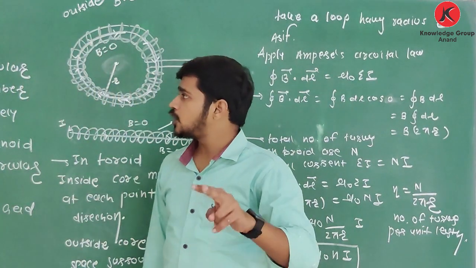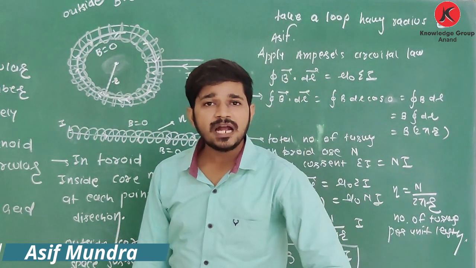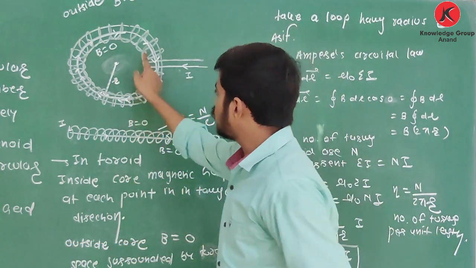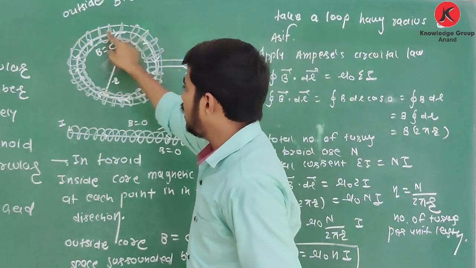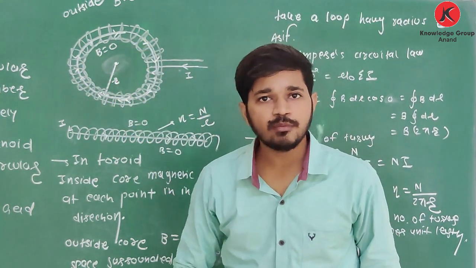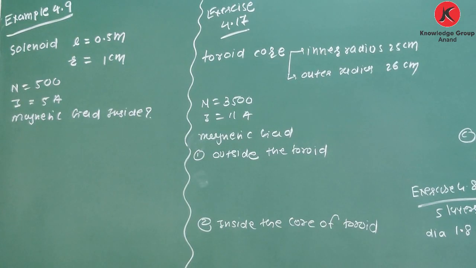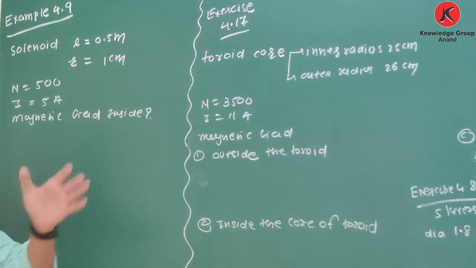Two important topics in this chapter are the solenoid and the toroid. Why are they used? They are used to obtain a magnetic field inside the core. Clear about this? Now we will see some questions, questions based on the solenoid and toroid.